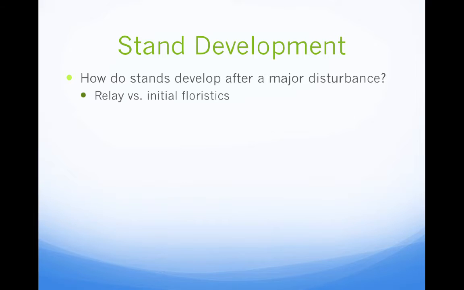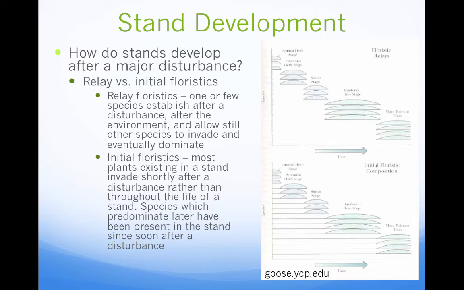Okay, let's see if you got it right. Relay floristics is this first top graph, this first figure up here. How I like to remember it is, if you ran track or have seen track, relay floristics is just like a relay, someone passing off the baton to another. We can think of it as one or a few species established after a disturbance that alter the environment and allow still other species to invade and eventually dominate.